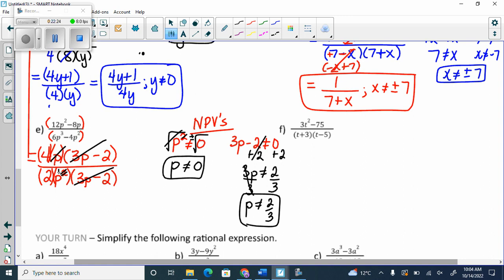What about the 4 and the 2? 2. I can take a 2 out. 2 out of 2, I take a 1, I'm left with a 1. 4 divided by 2, I'm left with a 2. Now remember, all these slanted lines are just 1s. So in the numerator, I'm left with 2 times 1 times 1 times 1, which is 2. And in the denominator, I'm left with 1 times p times 1, which is just p. And then I have to follow behind with p can't equal 0, comma 2/3. I always state my restrictions behind.